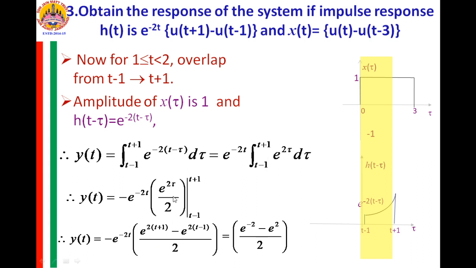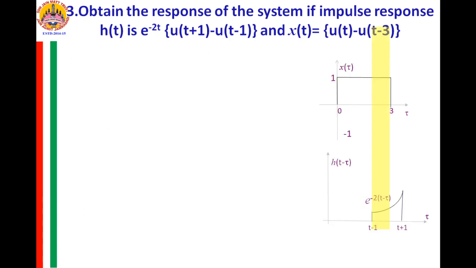So this integration is the same, e raised to 2 tau by 2. Only the limits have changed. The upper limit is t plus 1 and the lower limit is t minus 1. So upper limit minus lower limit. And then if you evaluate this, you will get e raised to 2 minus e raised to minus 2 by 2. Now this is independent of t, this value is a constant, and if you evaluate this, you will get this equal to 3.627.